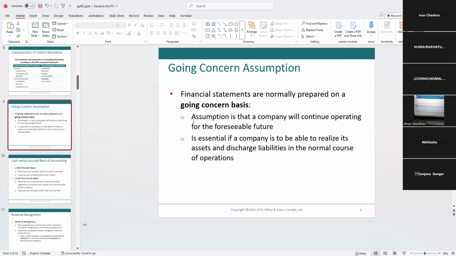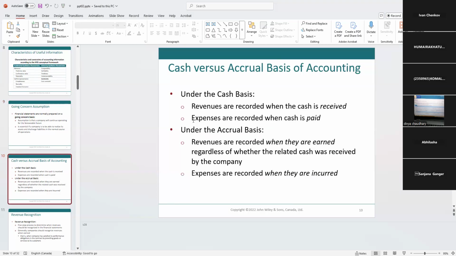So technically, all companies preparing their financial statements prepare them on the basis that the company is going to continue its operation for the foreseeable future. Now we're going to the two types of accounting: cash accounting versus accrual accounting.